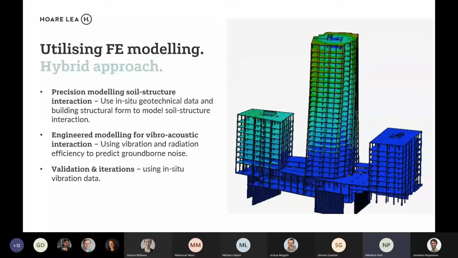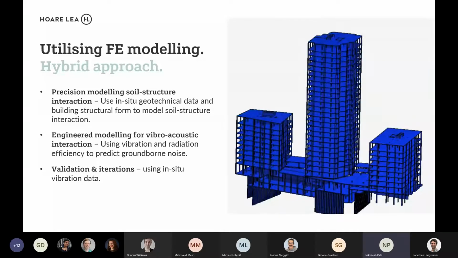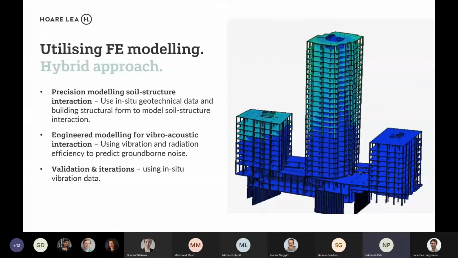So we have this hybrid approach, in which we use precision modeling for soil-structure interaction and engineered modeling for vibroacoustic interaction. By precision, I mean the soil-structure modeling is done completely by finite element, and then for the vibroacoustic interactions or any predictions, we would just rely on the vibration and work out the radiation efficiency outside of FEM to work out how much noise we could expect on each floor, in each development, each building. And finally, we obviously also want to validate it.